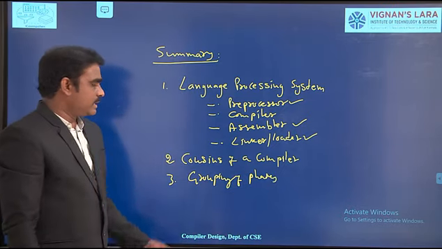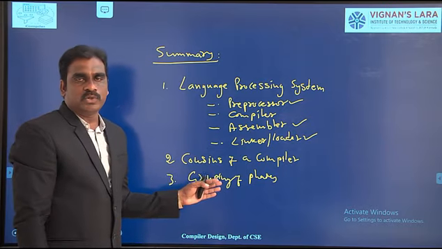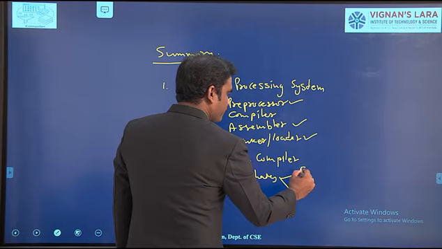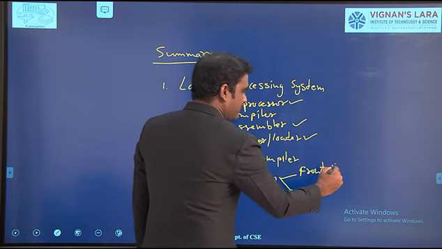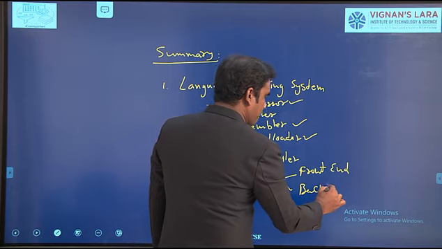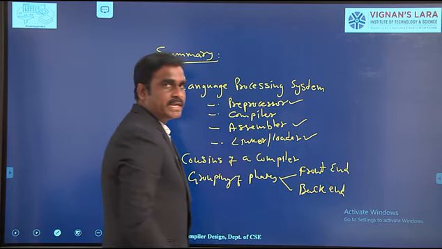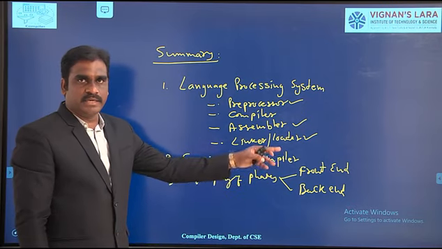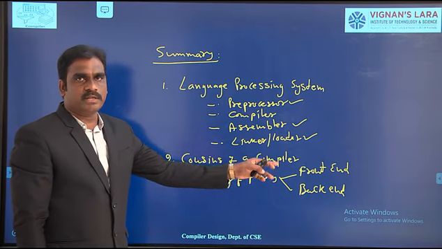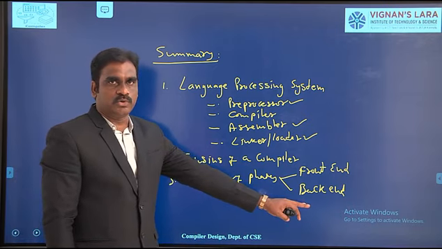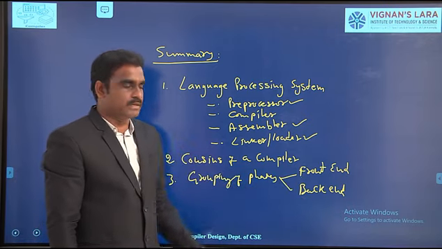And the third one is grouping of phases. Here the 6 phases are divided in 2 ways. One is front end, and the second one is back end. The front end comes under the first 4 phases: lexical, syntax, semantic, and intermediate code generator. Back end means the remaining 2, code optimization and code generation.